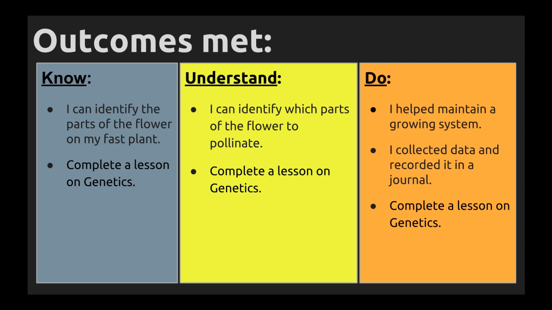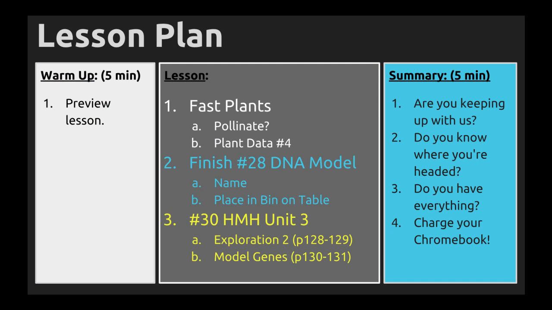You complete the lessons that are available to you on genetics. So specifically, the agenda means this: pollinate your fast plants. Take fast plant data number 4. The next slide will have the requirements, but they are also posted as number 29 on Classroom.